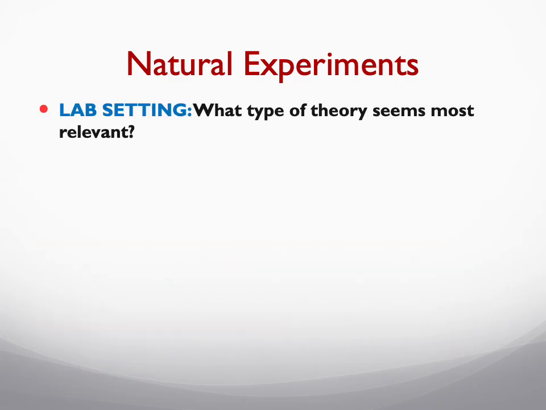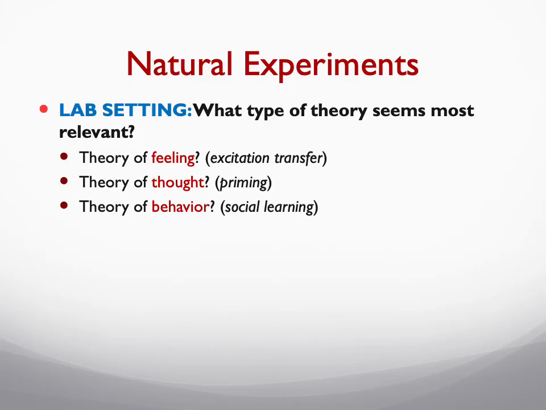So in the lab setting, what type of theory seems most relevant? When we're theorizing these media violence effects in the lab, we're thinking about theories of feelings, theories of thoughts, theories of behavior, like excitation transfer, priming, and social learning. And so you might predict that people who watch these highly violent movies are going to be really anxious and angry and hostile after they've watched these films.